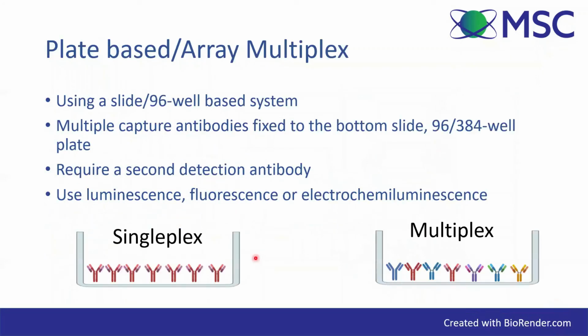Right. Now I'm just going to go into the plate-based array system. So this uses either a slide or a 96 well or a 384 well based system. And the way this works is you capture multiple antibodies onto the bottom of the slide or the plate. So for example, this is what you would do on a typical ELISA where you've got a single plex. So this obviously is the same antibody capturing the same antigen, and it's consistent and uniform. While in the multiplex, you've got different capture antibodies trying to target different antigens. You obviously, again, still require a second detection antibody, and that would be conjugated using either luminescence, molecule fluorescence, or electrochemiluminescence.